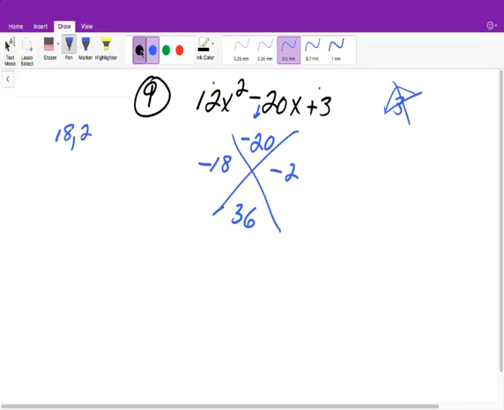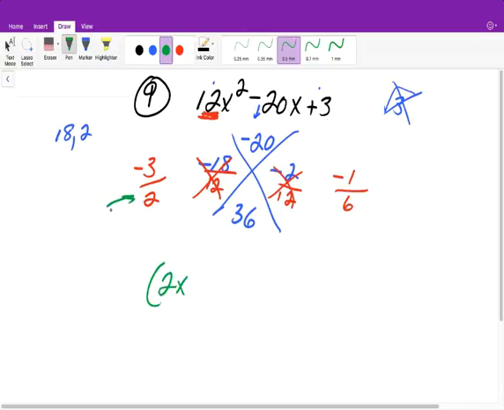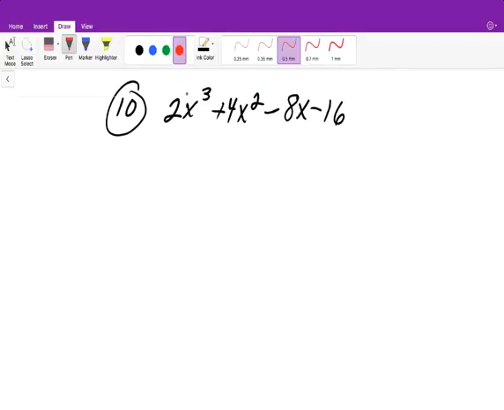Now remember, we then need to go ahead and divide by the number in front of our x squared, so they both get divided by 12. Negative 18 over 12 reduces to negative 3 over 2, so we no longer need that. Negative 2 over 12 reduces to negative 1 over 6, so we no longer need that. And remember, we start from the bottom, so it's 2x, and now we're here, minus 3. We start from the bottom, so it's 6x, and now we're here, minus 1. Final answer.